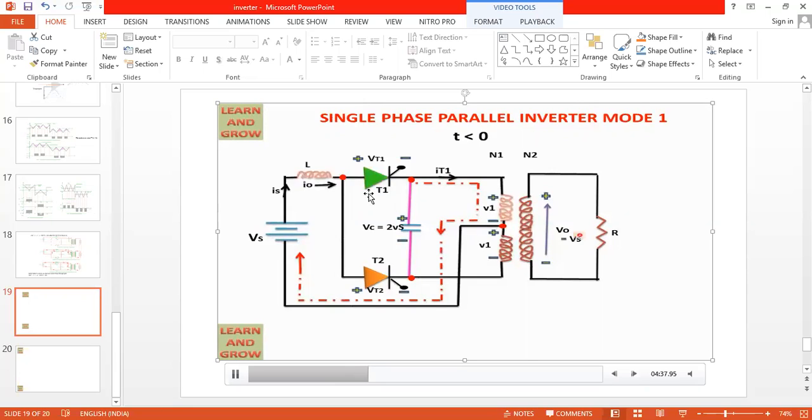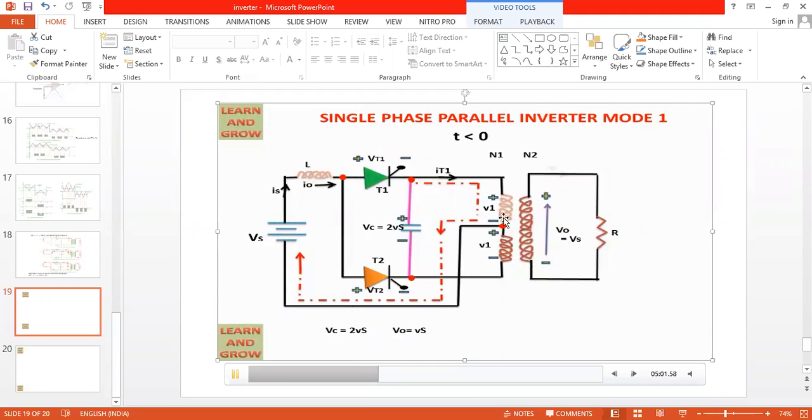Current always travels from high energy level to low energy level. During this process, this is mode 1, and the capacitor is already charged to twice the source voltage, you can see here with the polarity. Now, during this process, you can see a mutual induction process takes place between the upper winding and the secondary winding of the transformer. You can see here the animation.